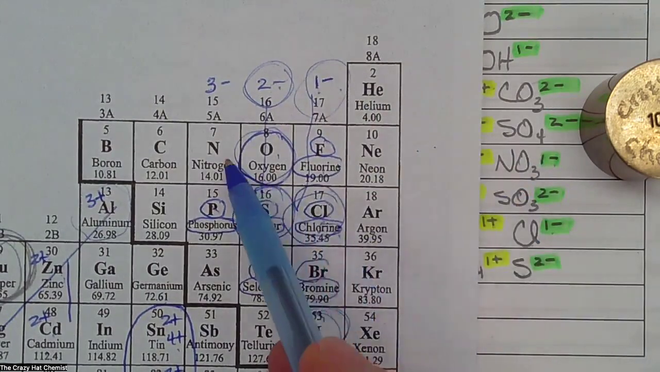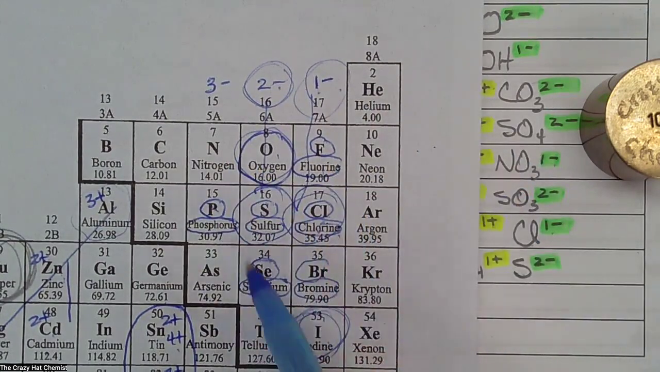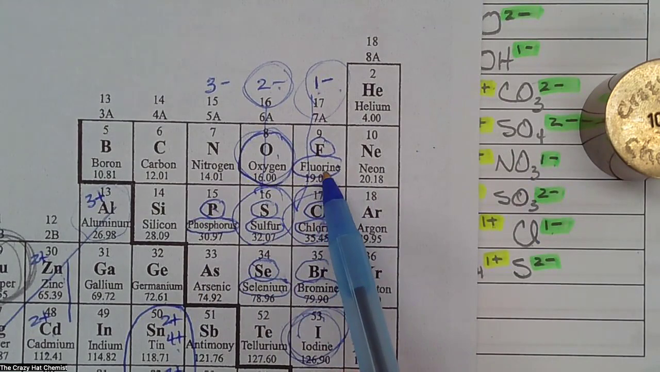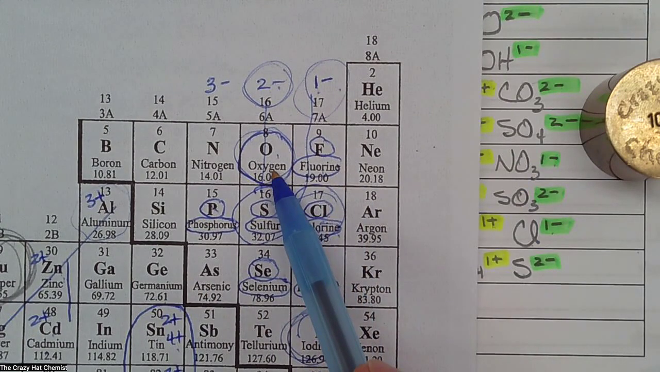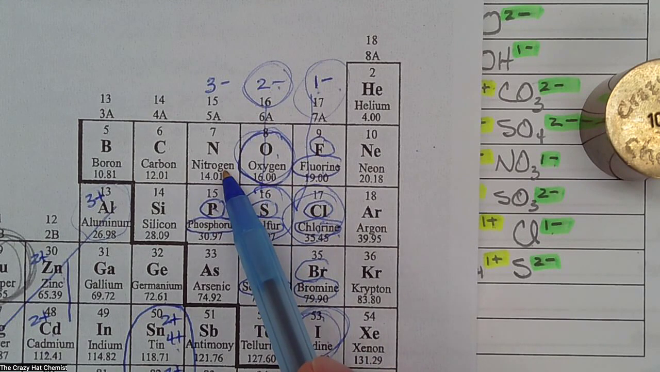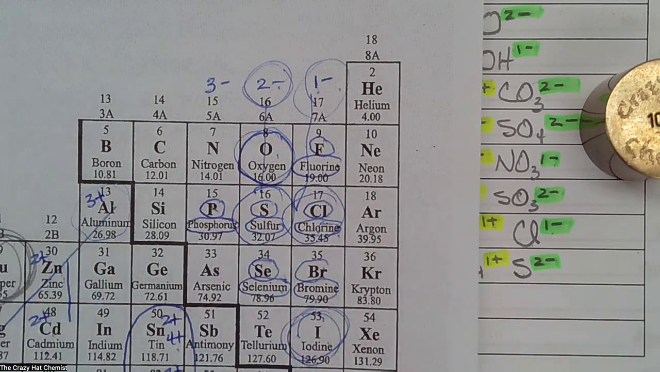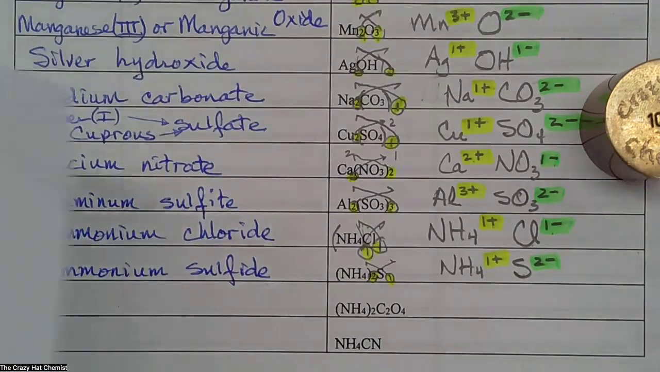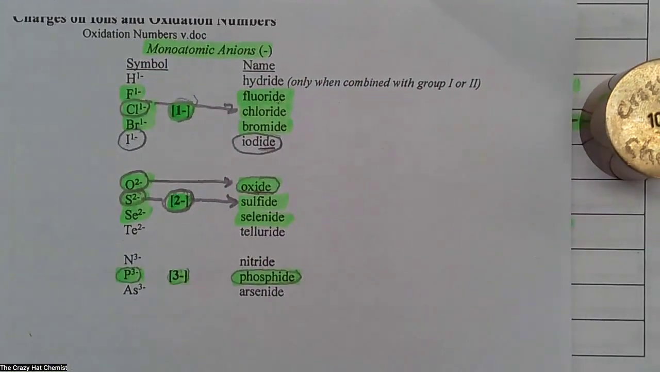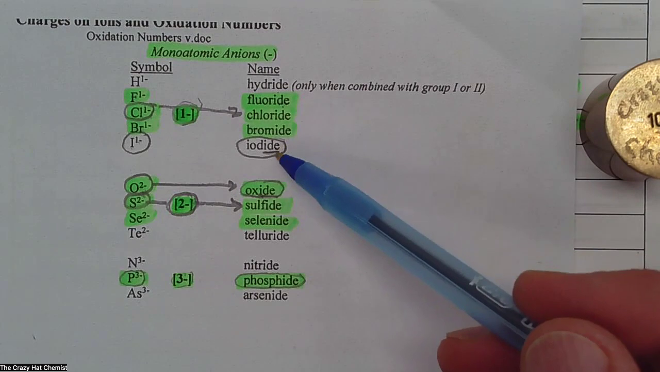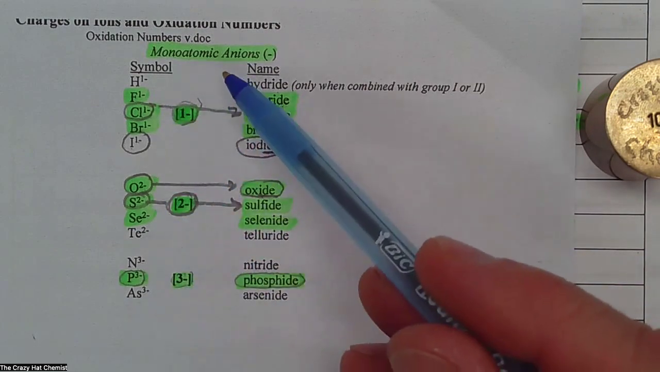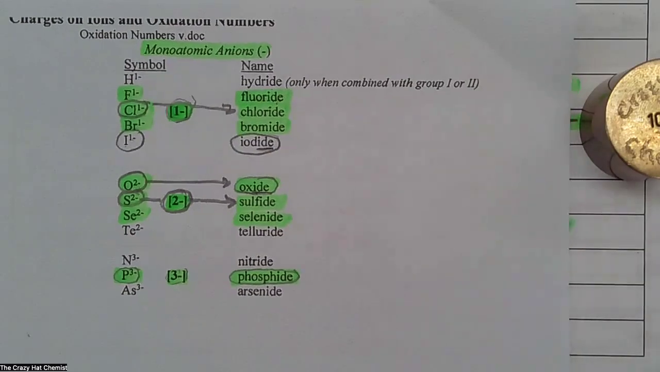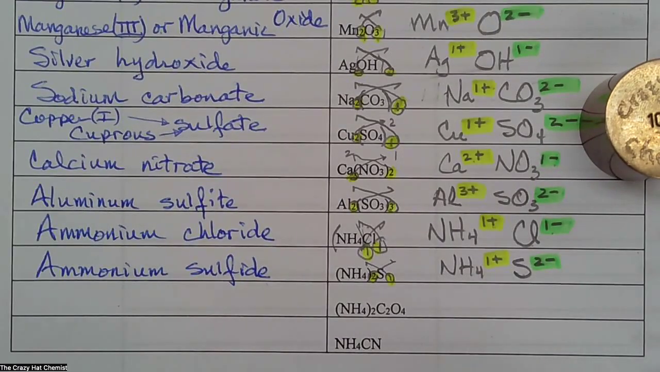Remember, when they are nonmetals, they have an IDE ending on them, like fluorine becomes fluoride, chlorine becomes chloride, oxygen becomes oxide, nitrogen becomes nitride, phosphorus becomes phosphide, etc. And you should see that pattern with all of these. They have an IDE ending to them, and they are monoatomic anions. Okay. All right, let's do the next one right over here.